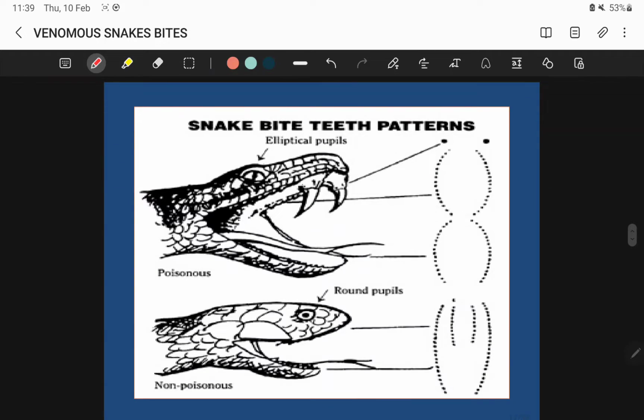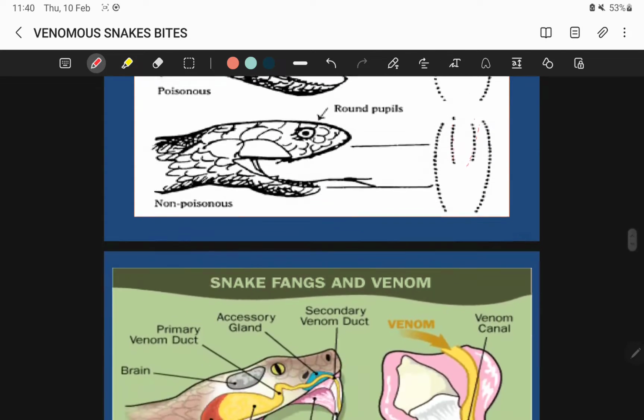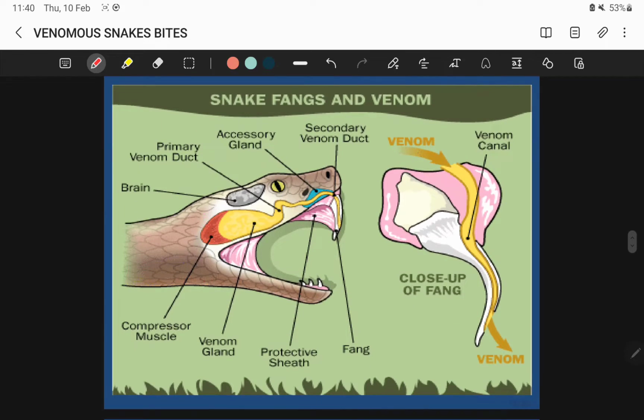So the snake bite teeth pattern: with an elliptical pupil, you can see only two fangs. But in non-poisonous snakes, there will be multiple bites, multiple teeth marks. So we can see that.